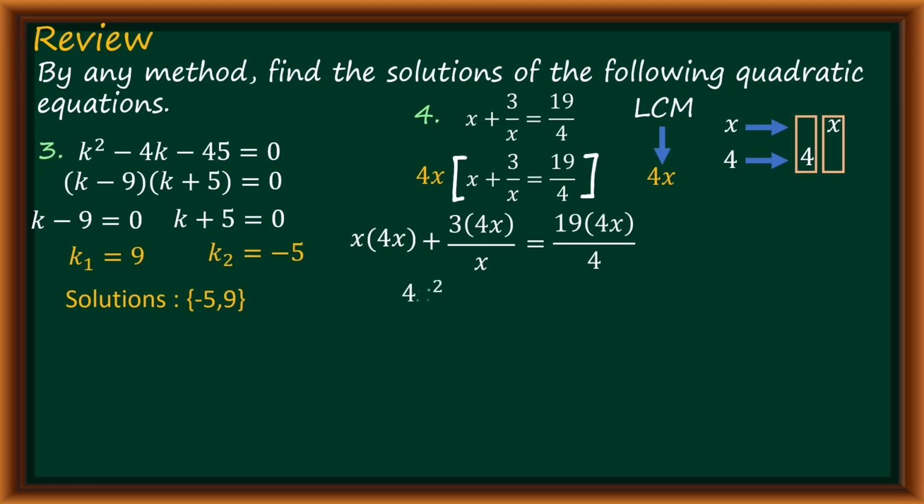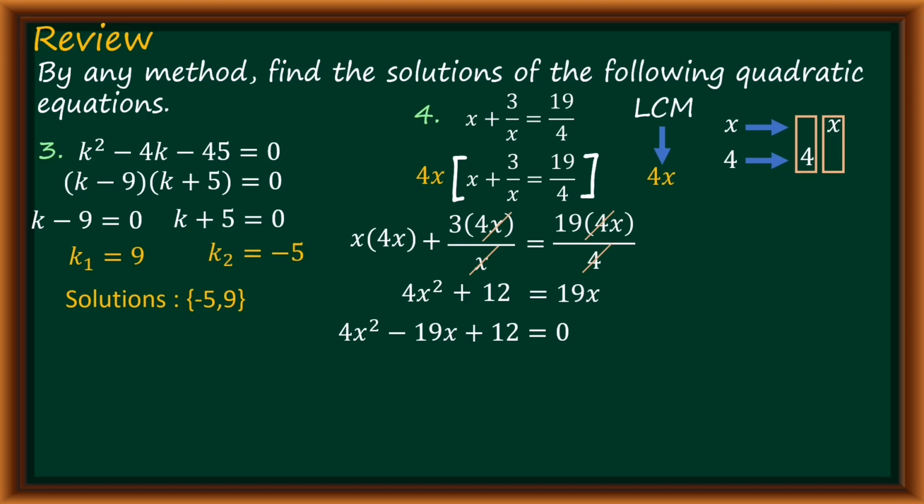First, the product of x and 4x, that is 4x squared. Then the second one, let us eliminate x from the denominator and numerator. So we have 12 is equal to, on the right side of our equation, 4 is eliminated, so that is equal to 19x. Let us write this into standard form. It is 4x squared minus 19x plus 12 is equal to 0.